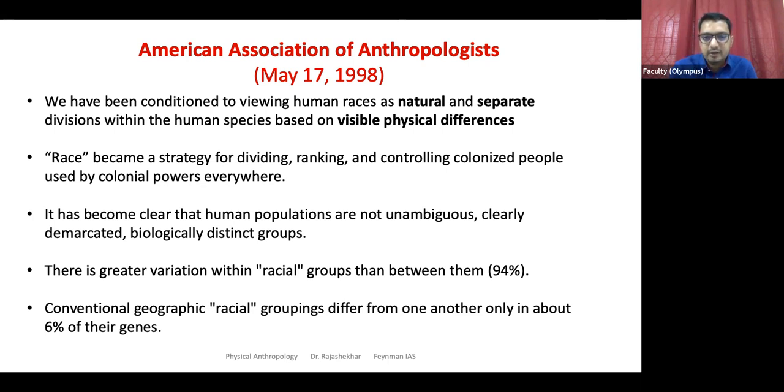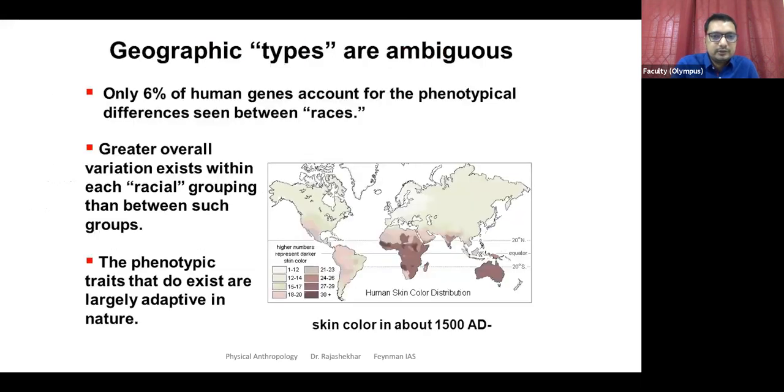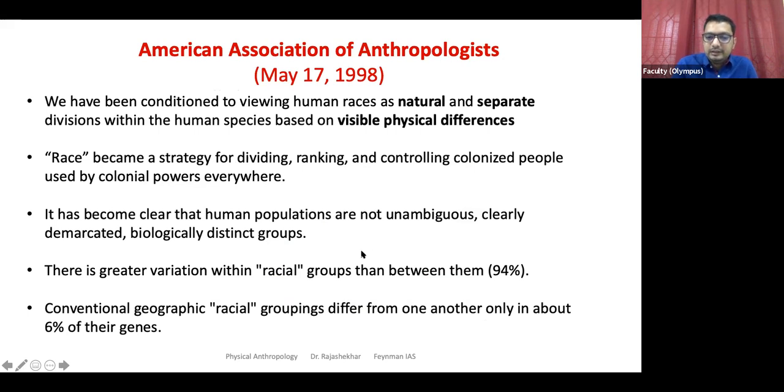But if you really see where most of the difference exists, as I was telling you, studies are pointing out that there is greater variation within the racial group itself. They quantified this: 94% of variation is seen within the group. So we have enough differences among us. As I was telling you as an analogy, within a classroom you might find enough differences among people there. Sometimes they are more related to each other when you compare different races than people belonging to the same group.